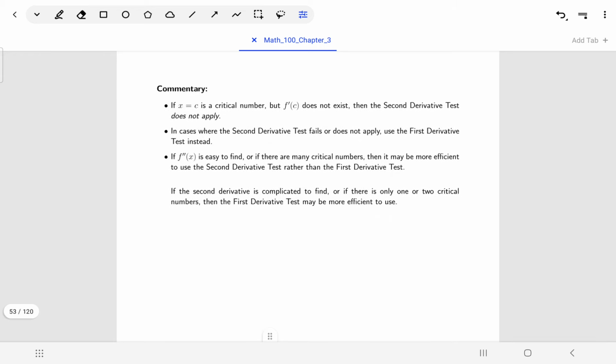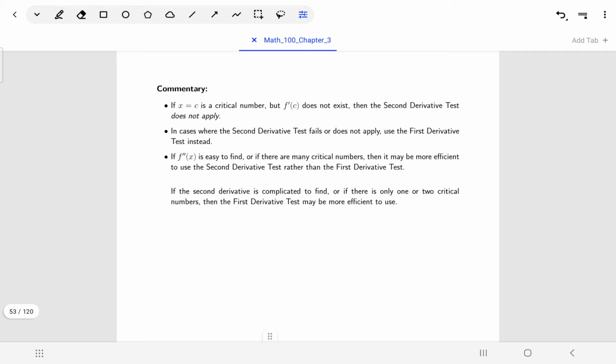So that's the big commentary here: if your second derivative test fails, so if your second derivative happens to be 0 at that critical number, or it doesn't apply because the critical number isn't because f prime is 0 but because f prime is undefined, or f double prime does not exist at that critical number, then you can use the first derivative test instead. And you may choose to use one test or the other depending on how easy or complicated things might be.